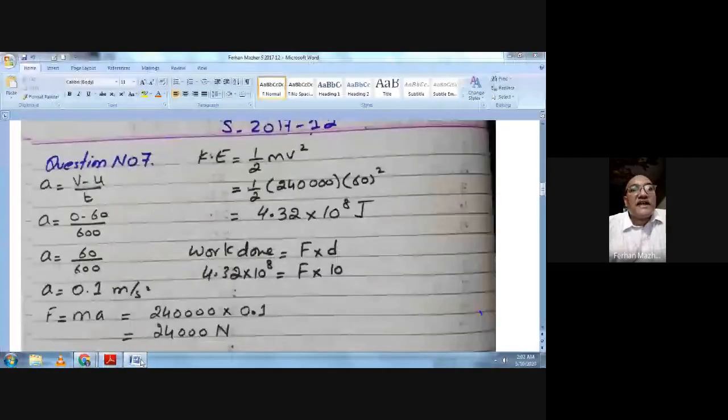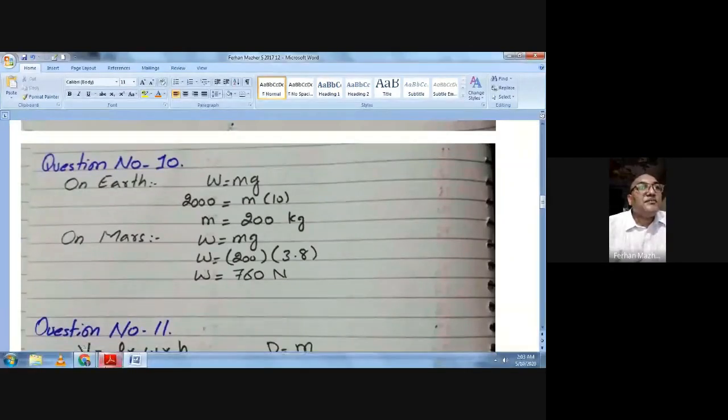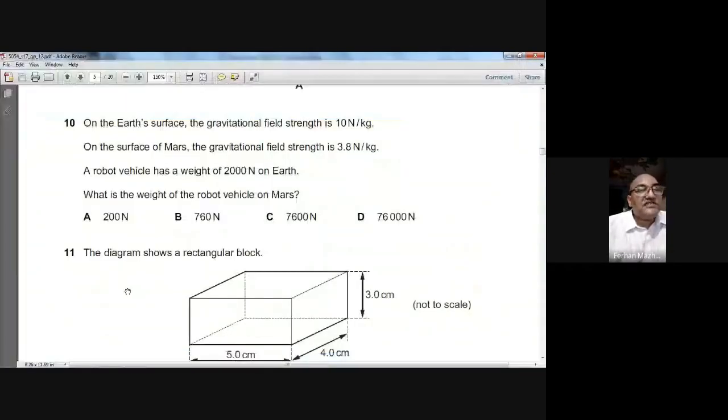Question number 10 is on your screen. Can you see that? First of all, on Earth, W is equal to mg, 2000 equals m into 10, and m will be 200 kg. So when you go to Mars, the mass will be the same, 200 kg, but the gravitational field strength is different, that is 3.8. So weight on Mars will be W equals mg, 200 into 3.8. So the weight will be 760 Newton. So the choice is B. Question number 10, B is the choice, sir. I hope you have understood it.